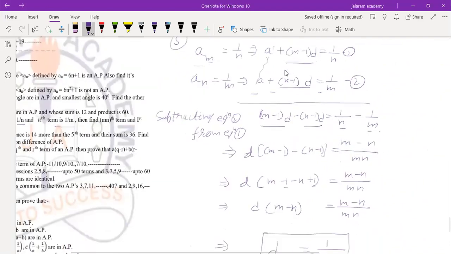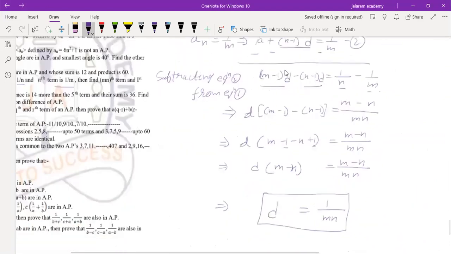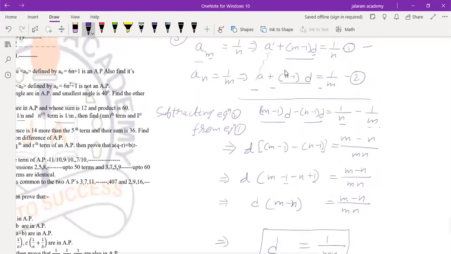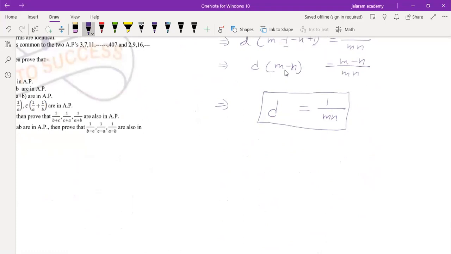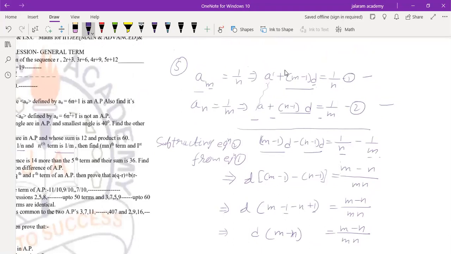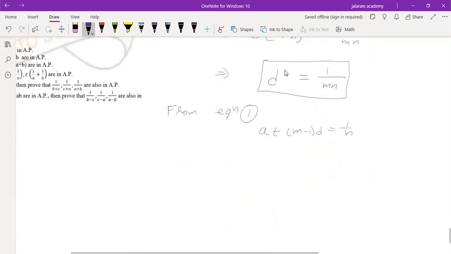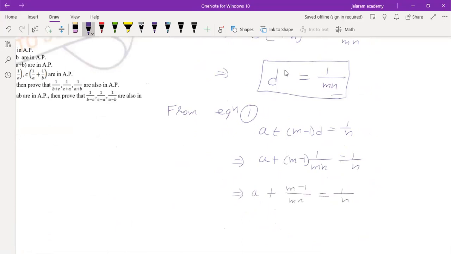Now how to find the value of a? By substituting this value of d equals 1 by mn, which we have obtained, in either equation 1 or equation 2. So using equation 1, which is a plus m minus 1 into d equals 1 by n. This is equation number 1. The mth term is 1 by n. A plus m minus 1 into the value of d, which is 1 by mn, equals 1 by n. It implies a plus m minus 1 upon mn equals 1 by n.